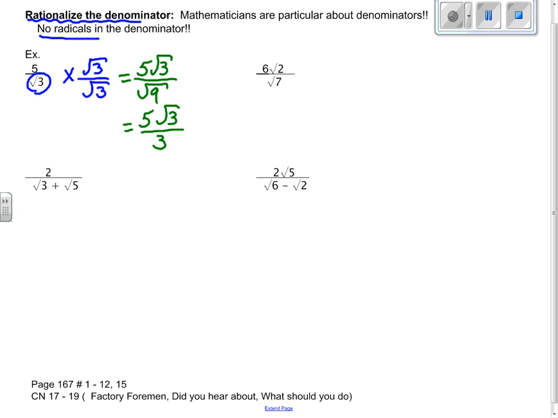For the second one, I have 6 root 2 over root 7, and it's the root that's the problem. So I'm going to multiply both top and bottom by root 7 over root 7, which doesn't change its value. I'm multiplying by 1. My top becomes 6, and I can put both radicals together as root 14. My bottom is root 7 times root 7, which is root 49, or the whole number 7.